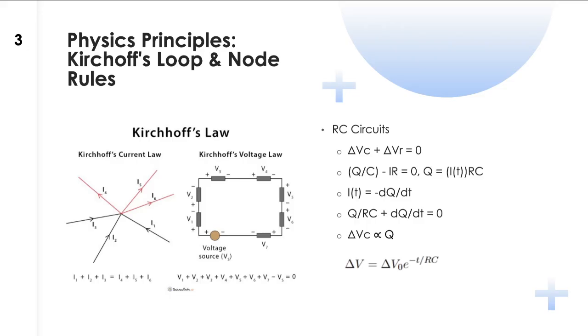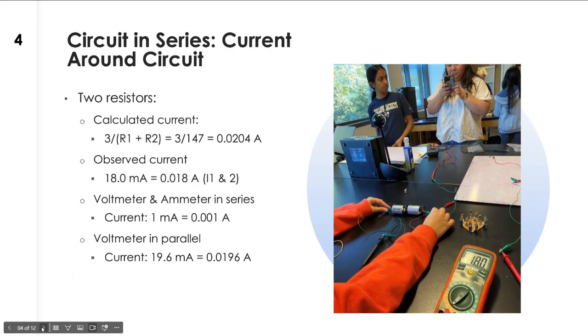And then we can calculate the differential equation because current is the negative derivative of charge over time, and because the voltage across a capacitor is proportional to charge, we can solve that differential equation and get delta V equals delta V0 e to the negative t over RC, where RC is the time constant.